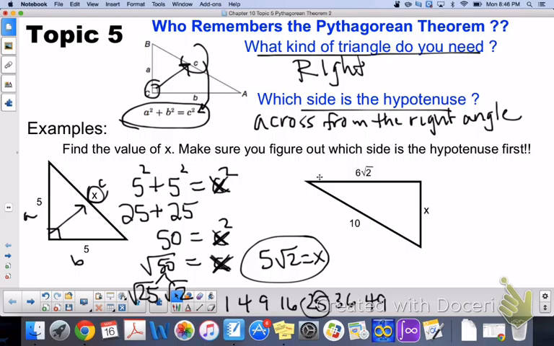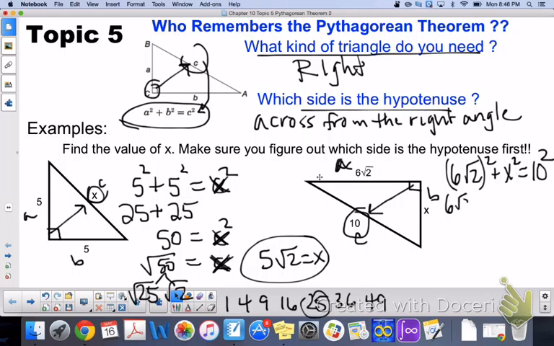Okay. The next one, which side is the hypotenuse? So we find the right angle, which is right here. That gives me 10 as the hypotenuse, so that's going to go in for c. You can use a and b right here. Okay, it doesn't matter which one is which. So if we do a squared, so 6 root 2 squared, plus b, which is x squared, that equals 10 squared. So 6 root 2 squared, remember, that is 6 root 2 times 6 root 2, which gives me 6 times 6 is 36. Root 2 times root 2 is root 4, which is 2. 36 times 2 is 72.